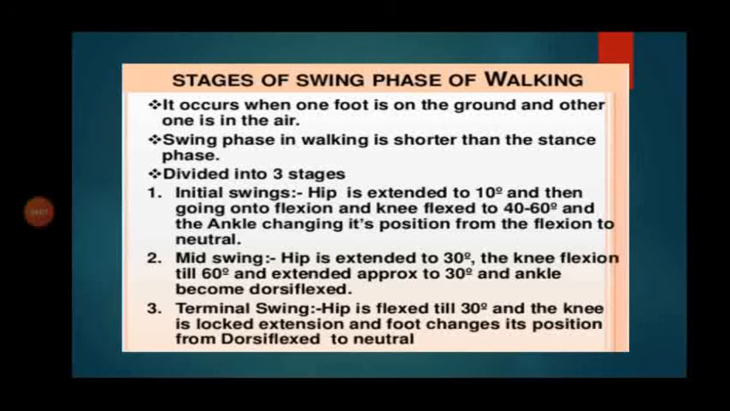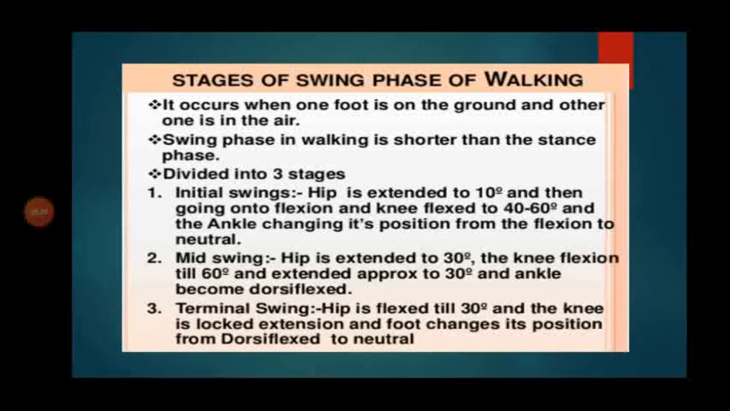Hip is extended to 10 degree and then going on to flexion, and knee flexed to 40 to 60 degree, and the angle changing its position from the flexion to neutral is the first stage, that is called initial swing.